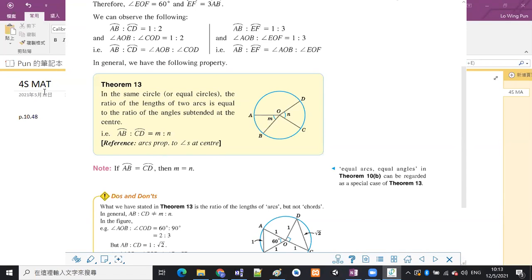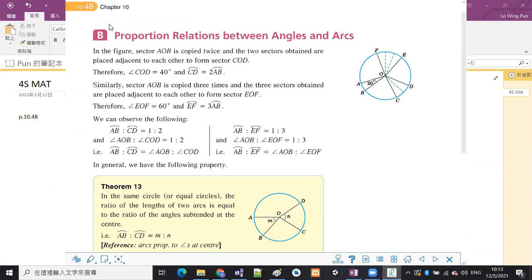So we have three things: angles, chords, and arcs. If one pair of them are equal, then the others will be equal to each other. And today we are going to talk about something more. But you need to be very careful this time. It is just an extension of equal arcs and equal angles.